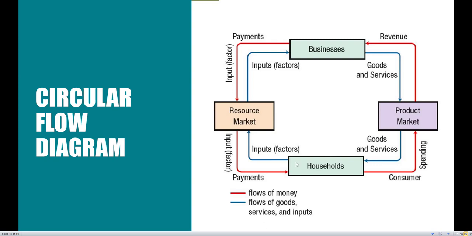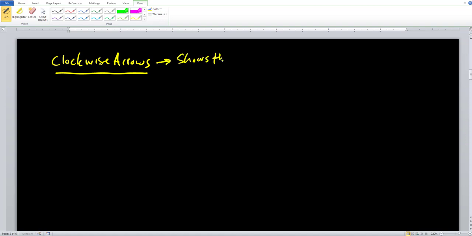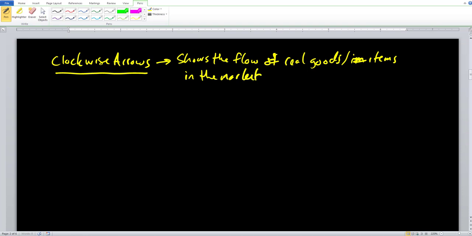So essentially here with these clockwise arrows, these blue arrows, this is going to show the flow of goods, services, and input. So here we just want to hit on that fact once again. These clockwise arrows are going to show the flow of real goods and items in the marketplace. So real goods, items in the market. So here, real tangible services, goods, and items.